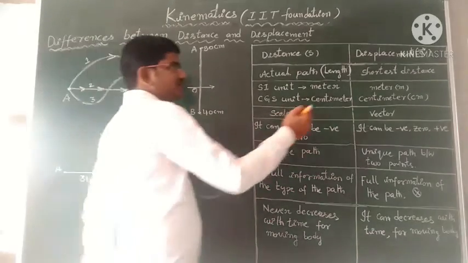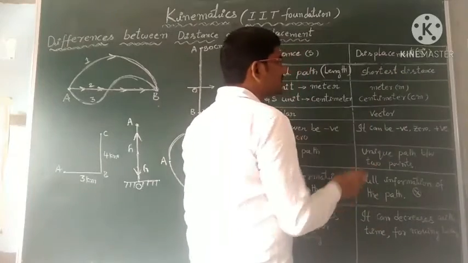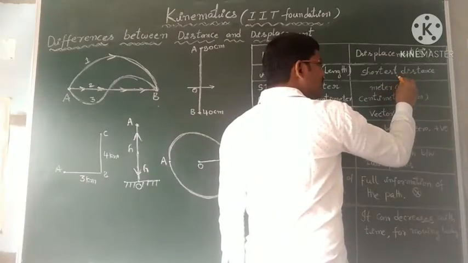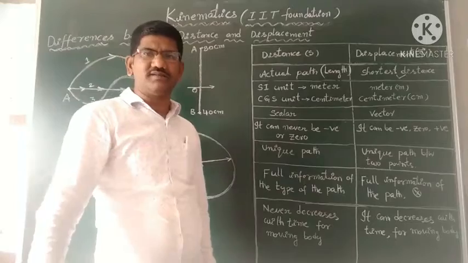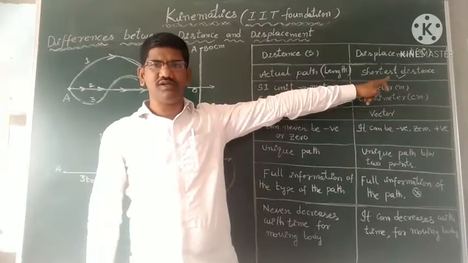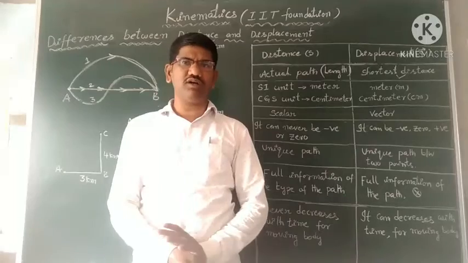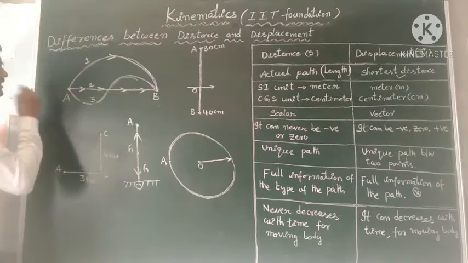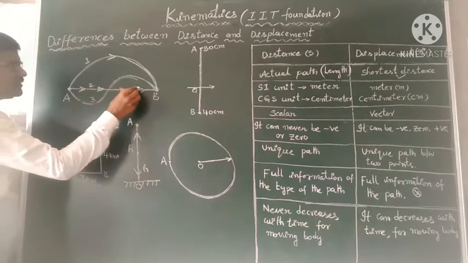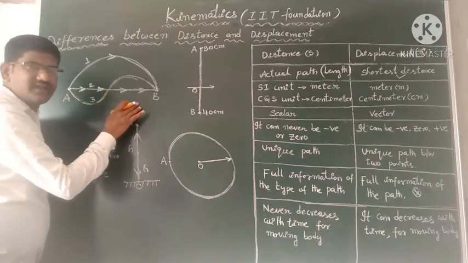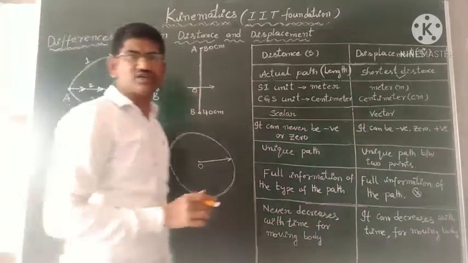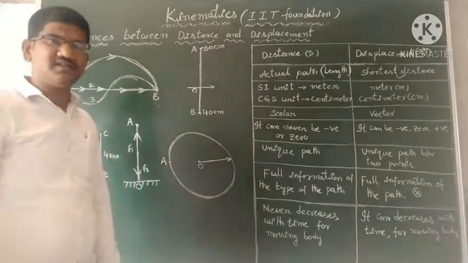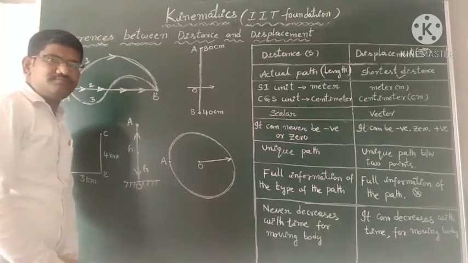The shortest path, or the shortest distance between the 2 points, is also called displacement. With a small and clear analogy, we can say that this path can be shortest if we move in a specified direction, in a particular direction only. That's why displacement has a direction. Okay, students.